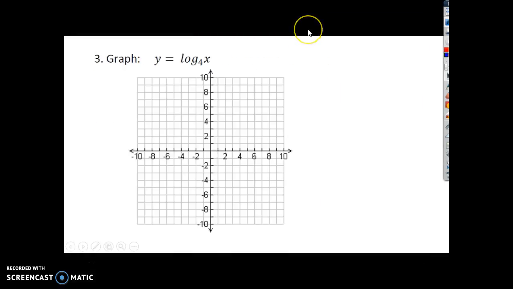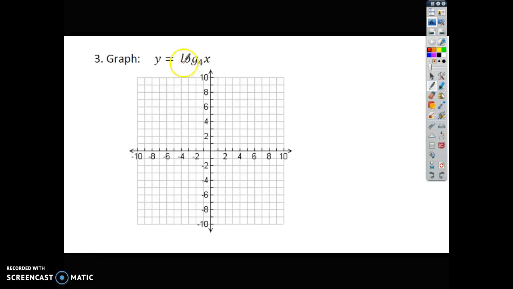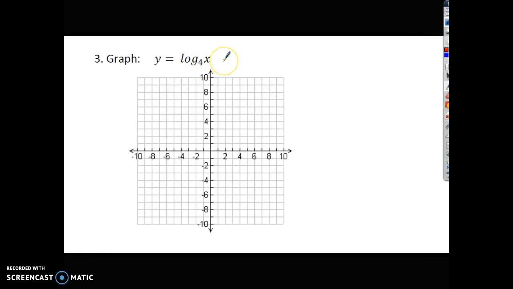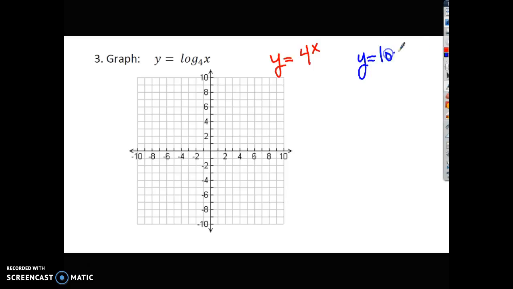What about number 3? Number 3 says graph y is equal to log base 4 of x. The way I like to explain this one is that log is what? Log is actually the inverse of exponentials. So I'm going to compare it to the exponential y is equal to 4 to the x. I'm going to graph this one because this is pretty straightforward how we graph it. And then after we graph that, we're going to use that information and graph y is equal to log base 4 of x. After I do that, we can double check on the calculator.